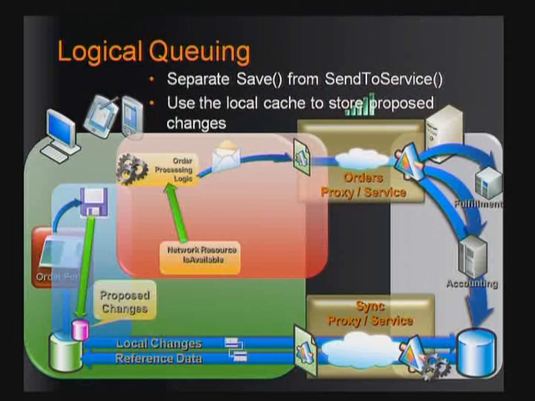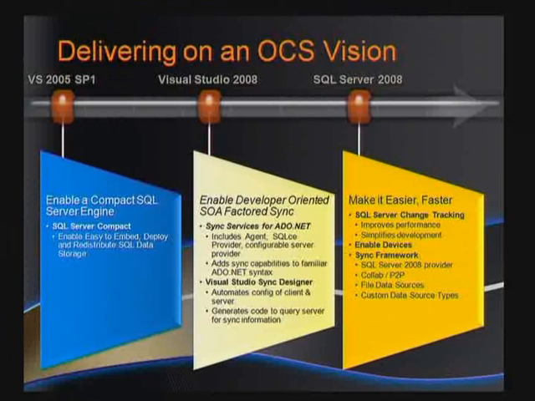So kind of pulling it into the end here. We've been working on this, what we call occasionally connected systems vision, for a while now. And we've been working on iterating quickly so that we can give you the components as quickly as we can, as we've got end-to-end experiences. In Visual Studio 2005 Service Pack 1, last year, about the same TechEd conference, we released SQL Server Compact, so you can very easily deploy this in your app, and you can start leveraging that as a local store.